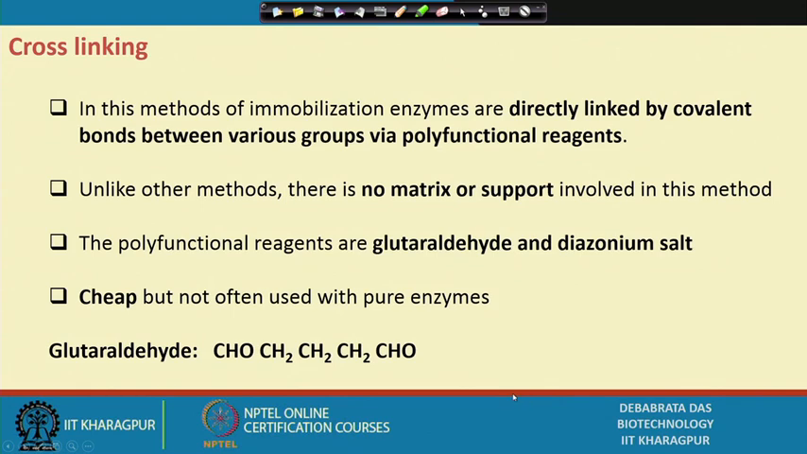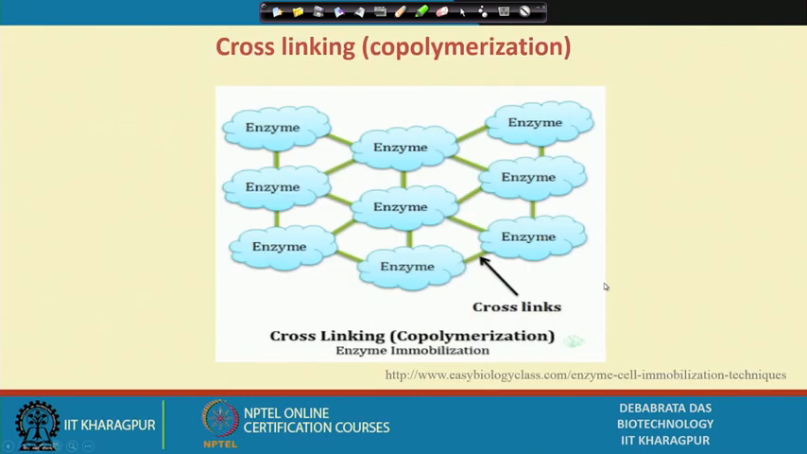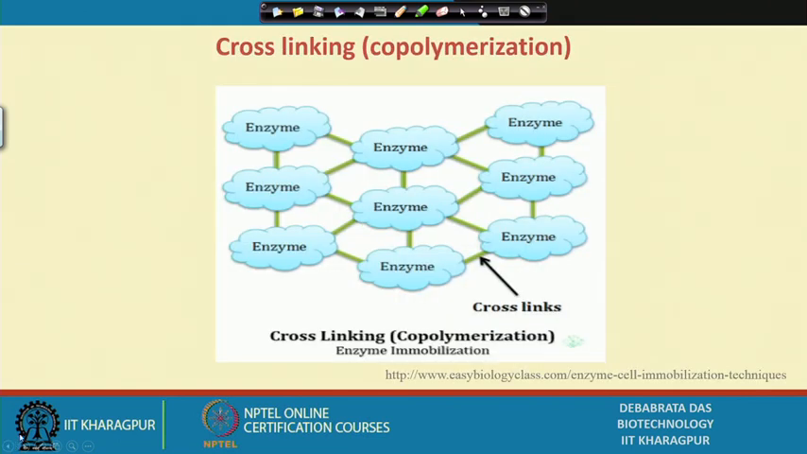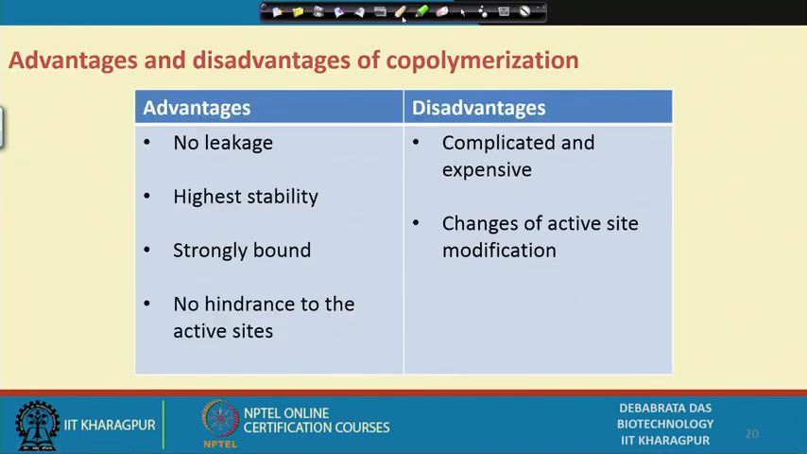Now, cross-linking, another very interesting technique. Suppose this is the enzyme that is cross-linked with other enzymes. This is the other enzyme. Like this, you can see how they are cross-linking. So, I can explain like this. I think your conception will be a little bit clearer.